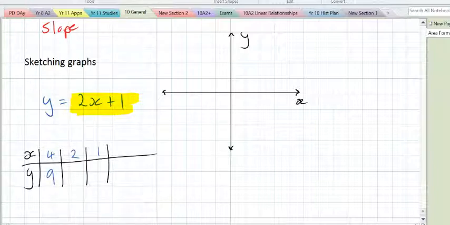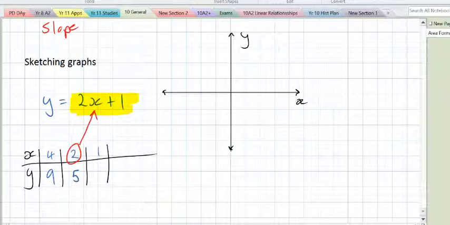Louis, with someone else's number, with 2. If x is 2, what is y? 7. Close, but no. Is there someone else? So if x is 2, it means we're replacing the x with 2. So with this 2 here, that goes into where x is. 5. Good. You got it, from 2 times 2 plus 1 is 5.